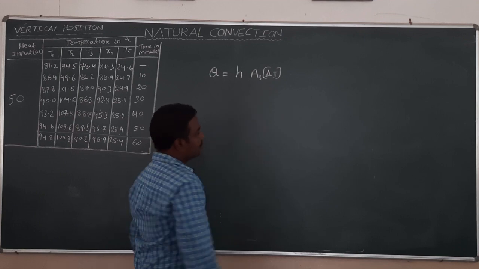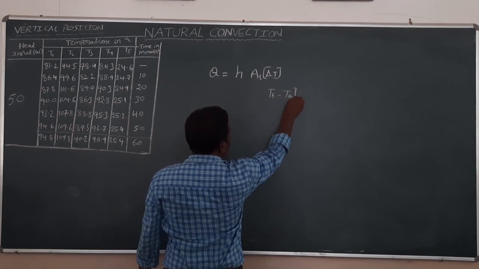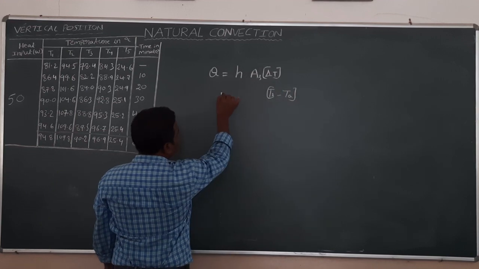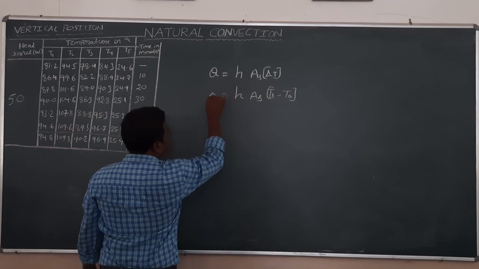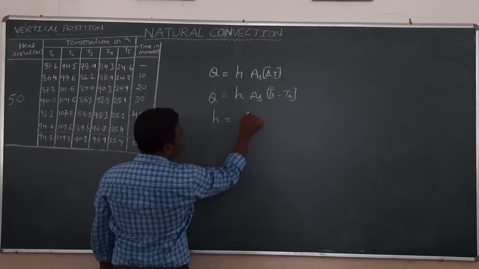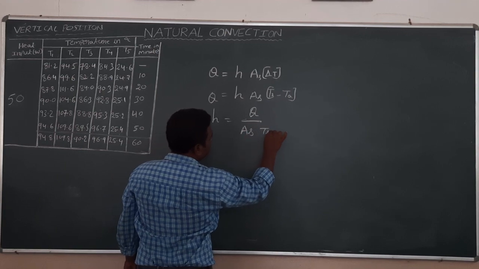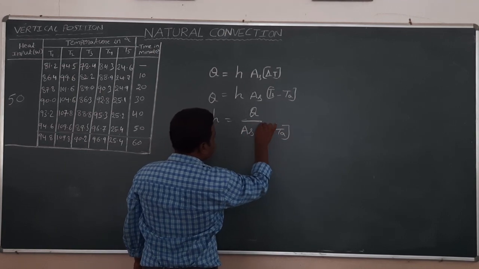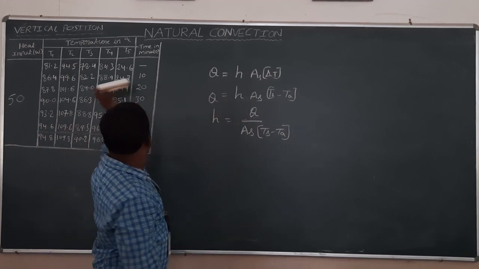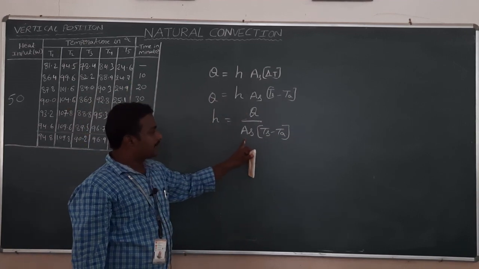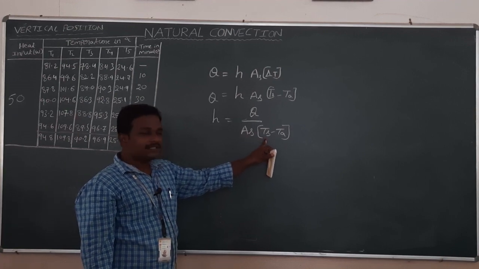Temperature difference means surface temperature minus ambient temperature. So finally H is equal to Q by A_s into surface temperature minus ambient temperature. In this formula, the Q value came directly from the table, and we need to calculate the surface area and the surface temperature.